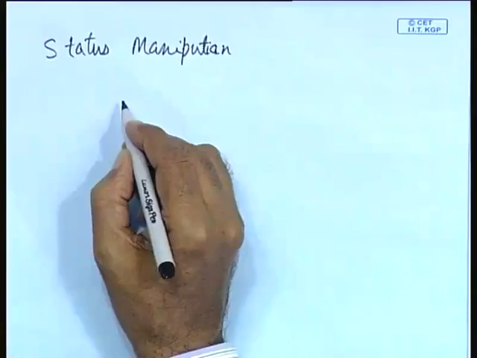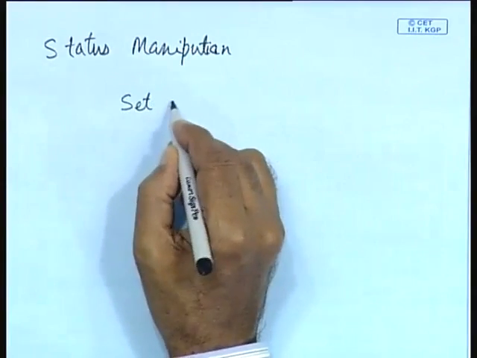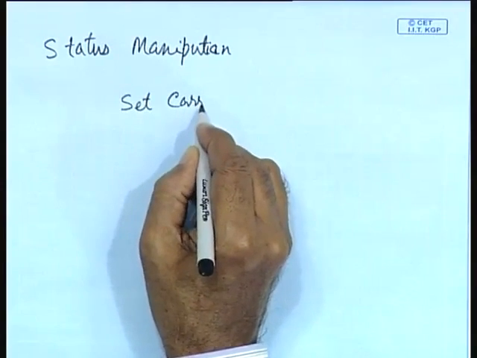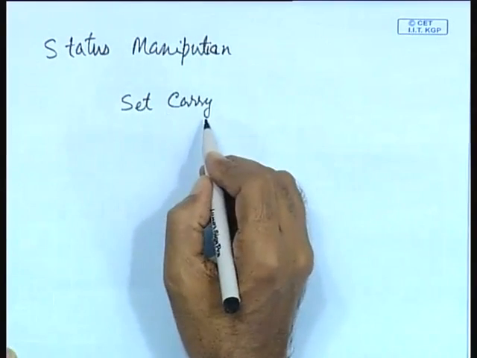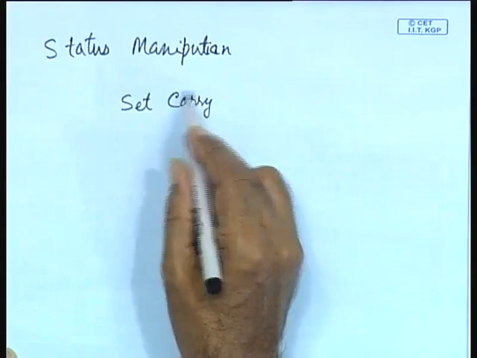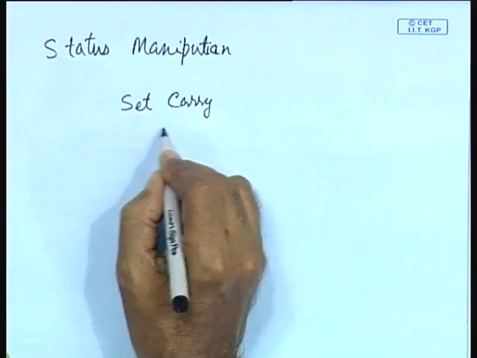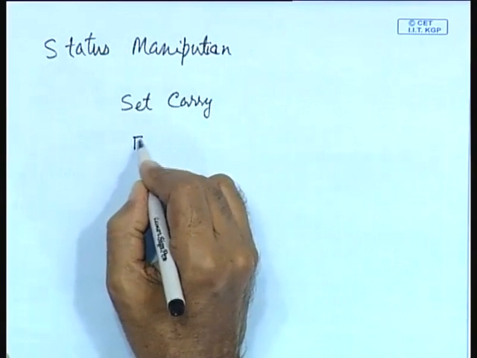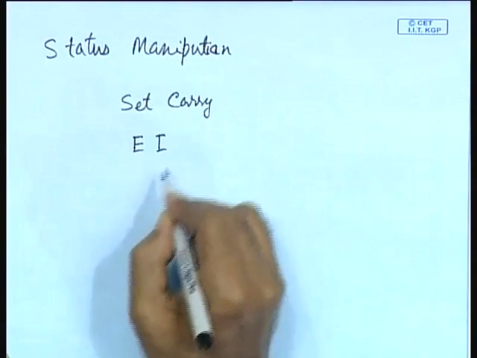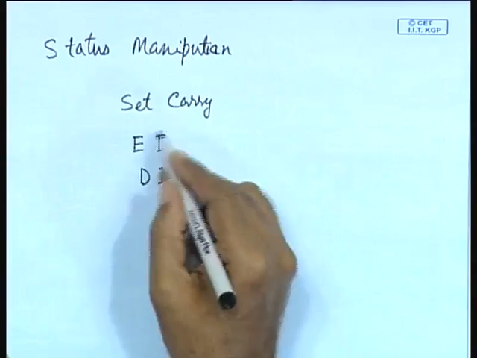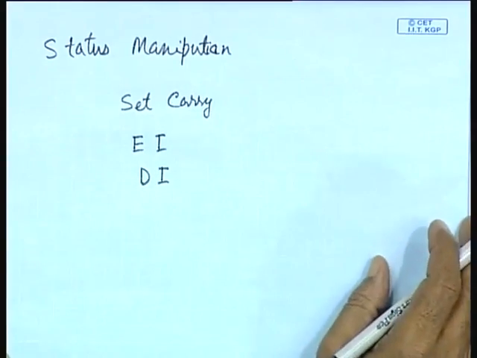There are some instructions like that, for example, set carry. There is a carry flag bit, as you know. So, set carry flag bit, here the status of the processor changes, or say enable interrupt or disable interrupt. So, these are some of the status manipulation instructions, with the help of which the status of the computation can be changed, but neither data transfer nor data manipulation takes place.